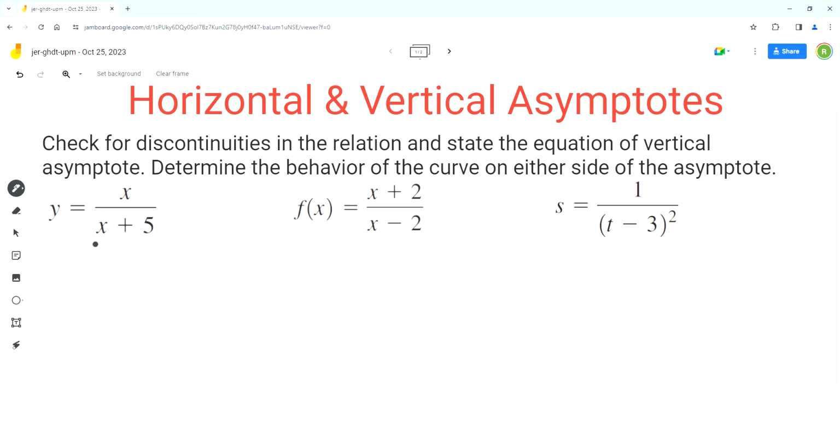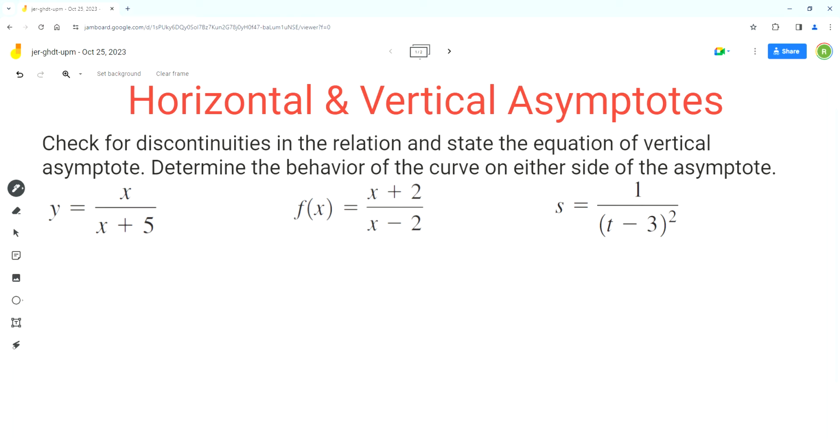So let's start with the one on the left side, y equals x over x plus 5. This is a rational function, and we know that in a rational function, the discontinuities can be either in the form of a vertical asymptote or a hole. Now in this case, there is no hole because there is no common factor in the numerator and the denominator. So there is a vertical asymptote in this rational function, and the vertical asymptote can be found by setting this denominator equal to 0 and solving for x.